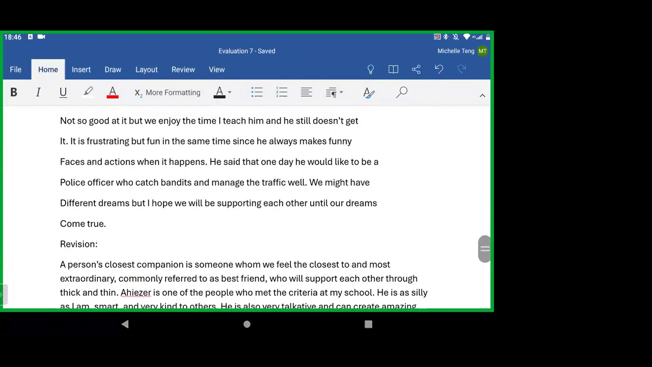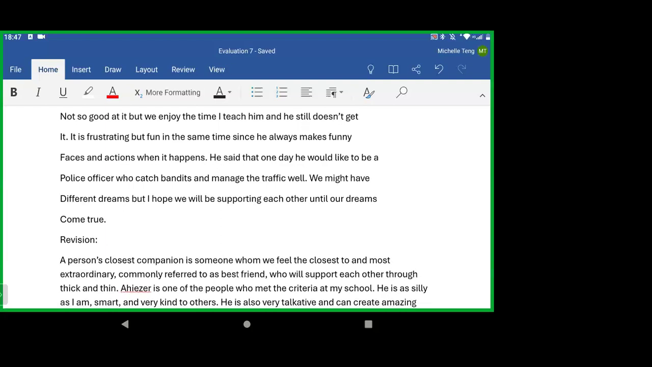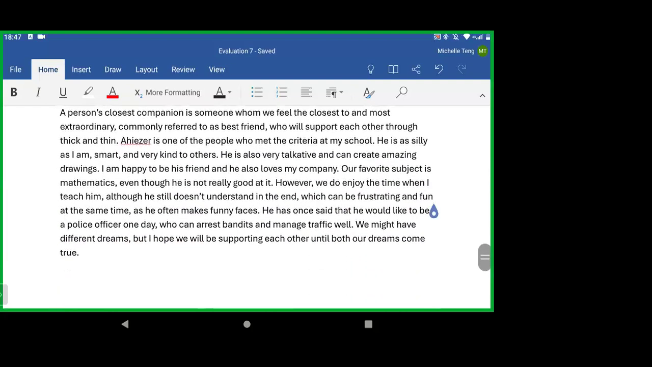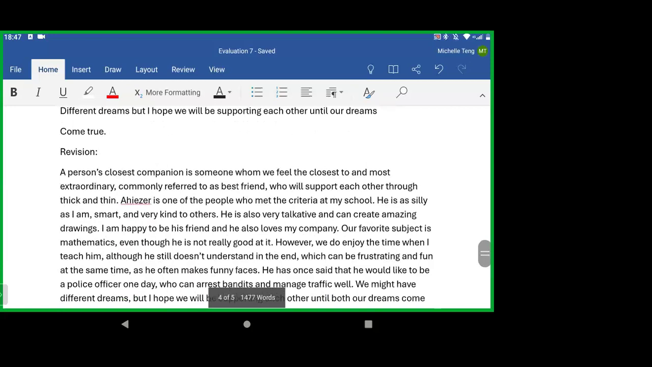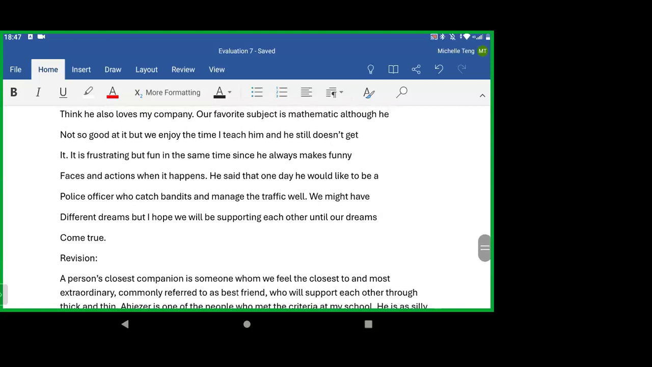"He said that one day he would like to be a police officer who catch bandits and manage the traffic well. We might have different dreams, but I hope we will be supporting each other until our dreams come true." Okay, this is the closing part of the sentence right here. "He has once said that he would like to be a police officer one day who can arrest bandits and manage traffic well." So just change the words instead of "he said that one day". "He has once said." So you sort of reminisce the time when he said that. So like using a past perfect. So, okay.